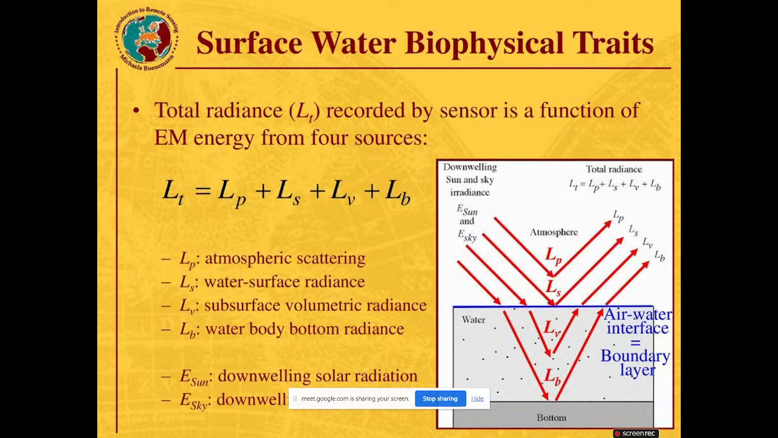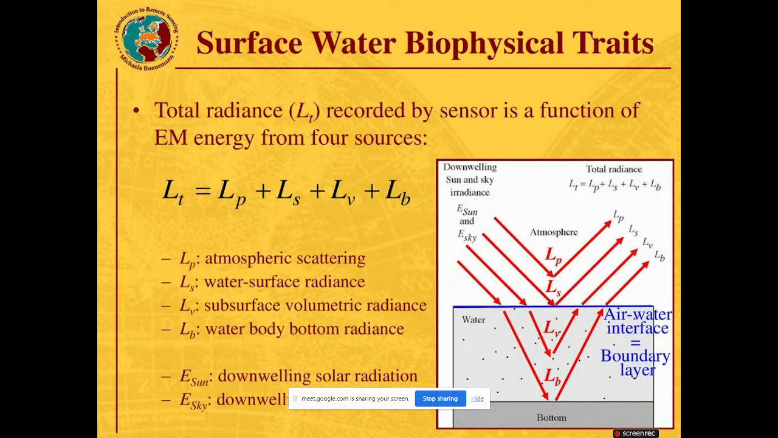So here, what is the LP? LP is the atmospheric scattering. Then LS is the water surface radiance. LB is the subsurface volumetric radiance. LB is the water body bottom radiance. Okay, so basically, the total radiance of water is the summation of all of those: atmospheric scattering, water surface radiance, subsurface volumetric radiance, and water body bottom radiance.